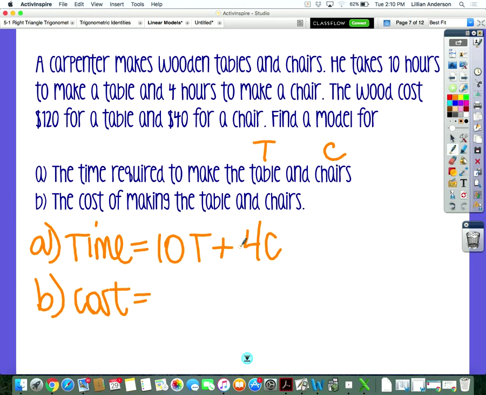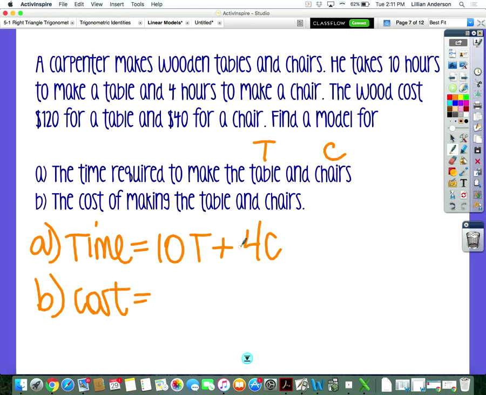Not necessarily, because if we look at the time, well, there's 24 hours in a day, so we could kind of try to figure out exactly how many chairs and how many tables he made in one day. But it's not necessarily asking us to do just that. Just write a general expression.